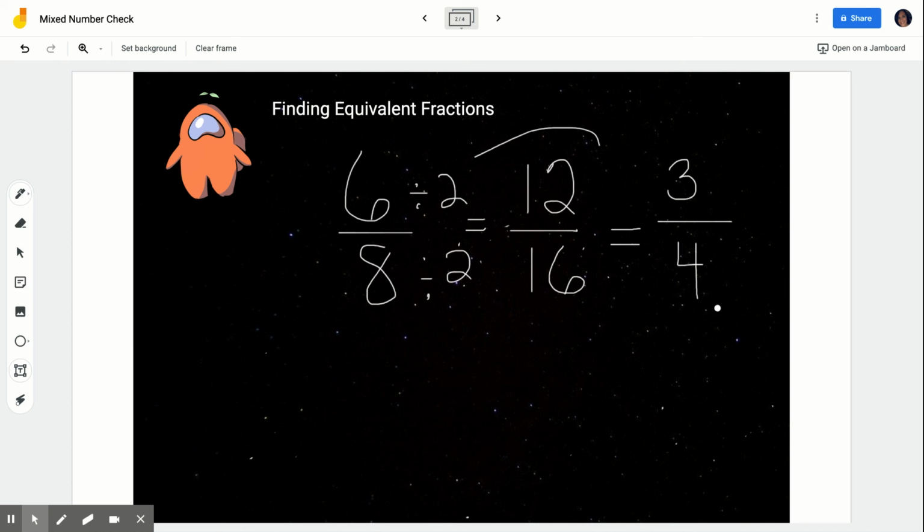Now we could go on and on and on, making lots of equivalent fractions by multiplying or dividing. The important thing is that we remember that the rule is whatever we do to the bottom or the denominator, we must do to the top or the numerator. Okay, go ahead and finish this section.